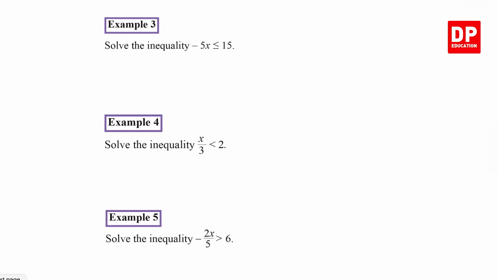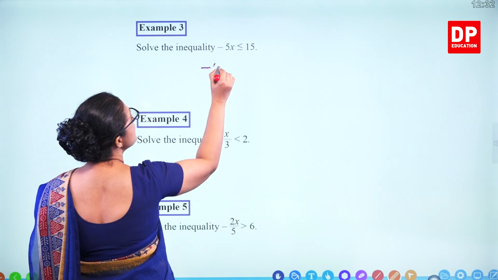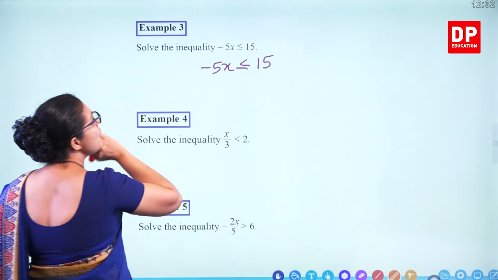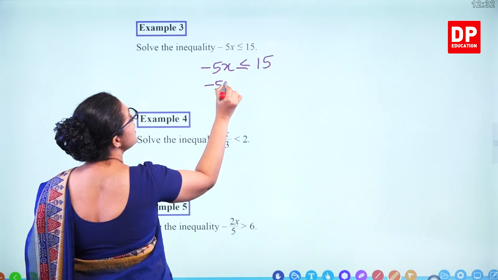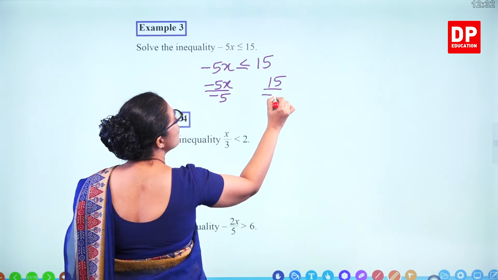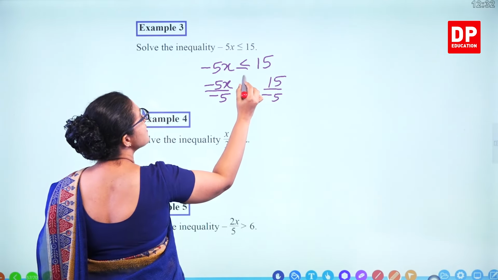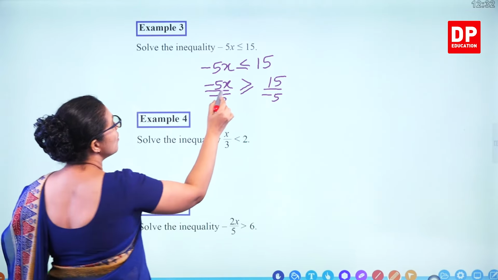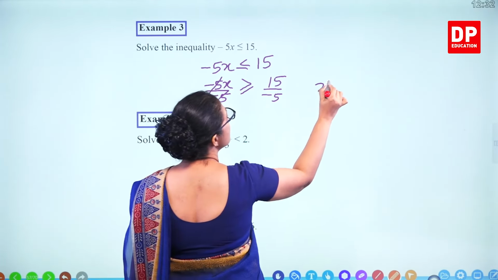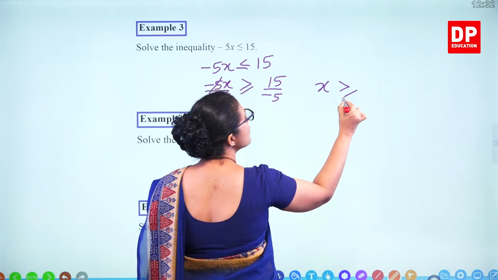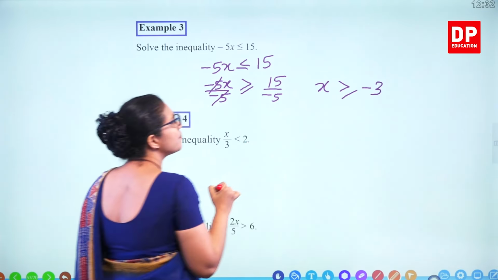Example number 3. Solve the inequality. Minus 5x is less than or equal to 15. When you are dividing by minus 5, the sign changes now. So you can't write less than. This should be greater than or equal. So x is greater than or equal to 15 divided by minus 5. That's minus 3.